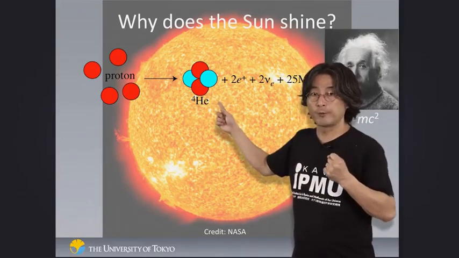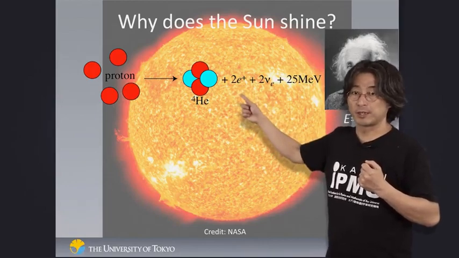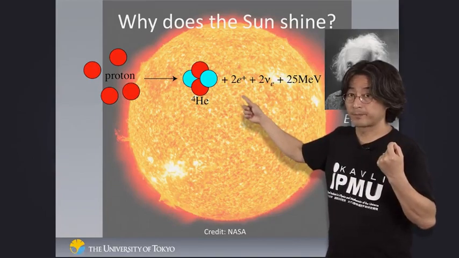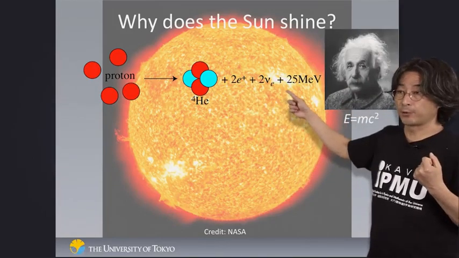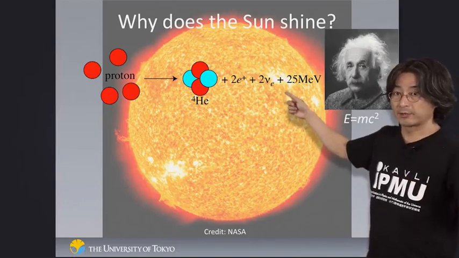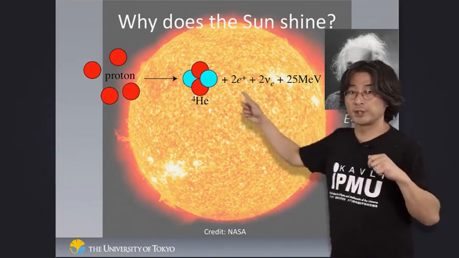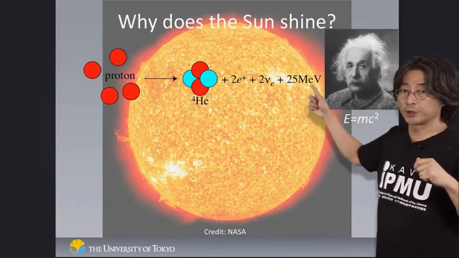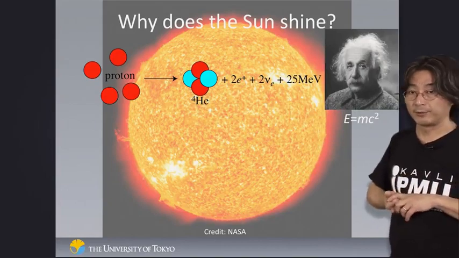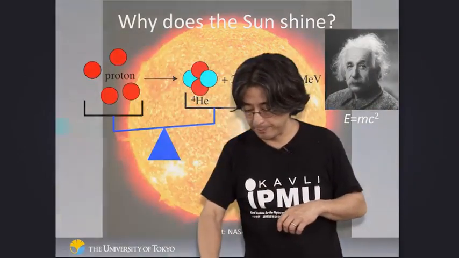And if you do so, you spit out 2 units of positive electric charge in the form of, it turns out, antimatter. They're called positrons. And 2 unfamiliar particles called neutrinos, which are kind of ghosts. They sort of penetrate everything as far as we can see. And from this reaction, it releases a certain amount of energy, and the unit we use in physics is 25 million electron volts. So that's how the sun is producing energy.